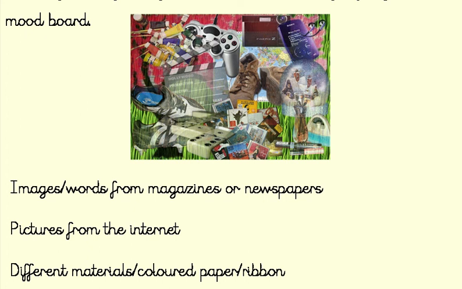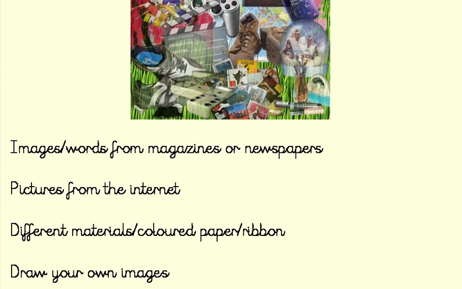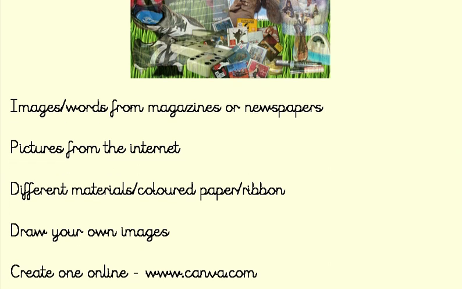You might have some ribbon. Okay, so get creative. See what you've got in your house. Of course, you can draw your own images and colour it in. And remember, you can also use words on your mood board. Alternatively, you could go to this website, which is called canva.com, and on that website you can create your own mood board there. I'll show you that in a second. Or you could just use a PowerPoint presentation and collect the images from the internet and display them on there.